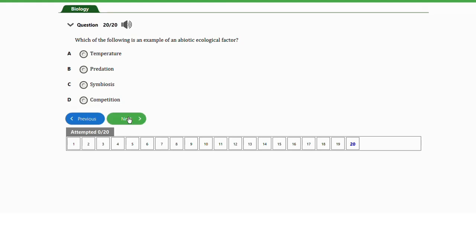So guys, the answer to this question is option A, temperature, because predation, symbiosis, and competition has to do with the living components of the environment. So guys, the odd one here, or the abiotic component here, is the temperature.